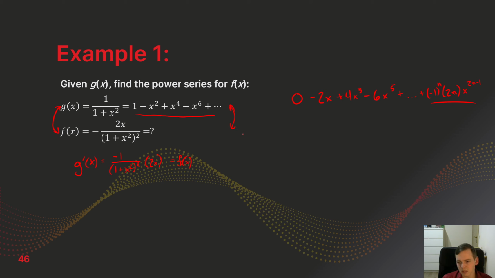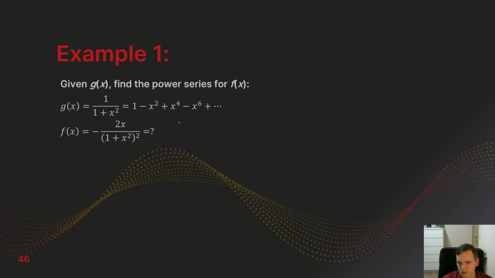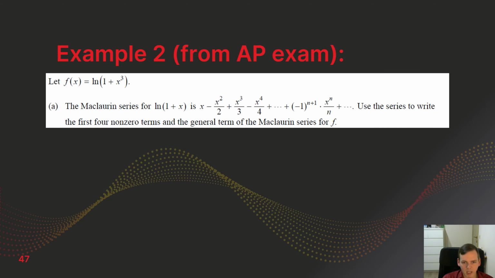So this is the first example, just if you have two functions, how are they related? And then just performing the same operation that you did to get the functions, performing that on each term in the series. So here's a second example from a past AP exam. They give us, let f of x be equal to ln of 1 plus x cubed. And they tell us the Maclaurin series for ln of 1 plus x is x minus x squared over 2 plus x cubed over 3 minus x to the 4th over 4, and so on. And this is our nth term. So use this series to write the first 4 non-zero terms and the general term of the Maclaurin series for f.